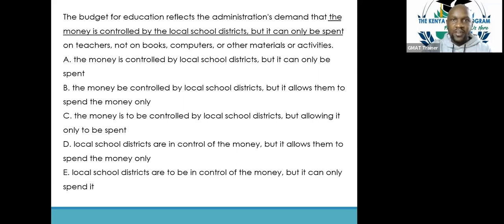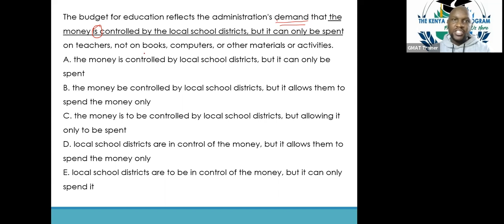So the budget for education reflects the administration's demand that the money is controlled. So of course, as mentioned earlier, you have to look at the auxiliary verb used, or the verb used in the particular sentence. In this case, the verb is. And then you ask yourself if it is the subjunctive. First you have to identify the subjunctive trigger. In this case, the subjunctive trigger is demand, because it is expressing a demand, which qualifies to be a subjunctive. And so the verb of the sentence has to be transformed first into the plural, and in this case has to take the verb to be.